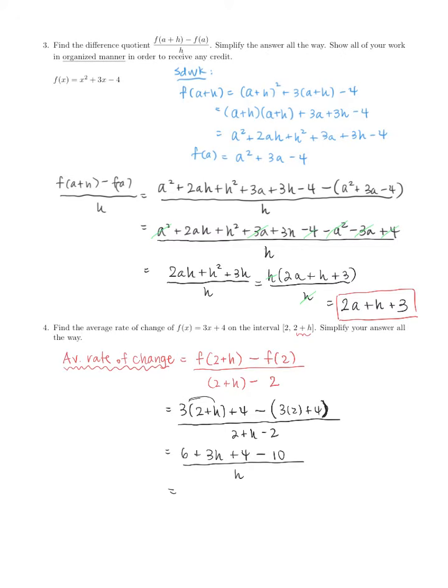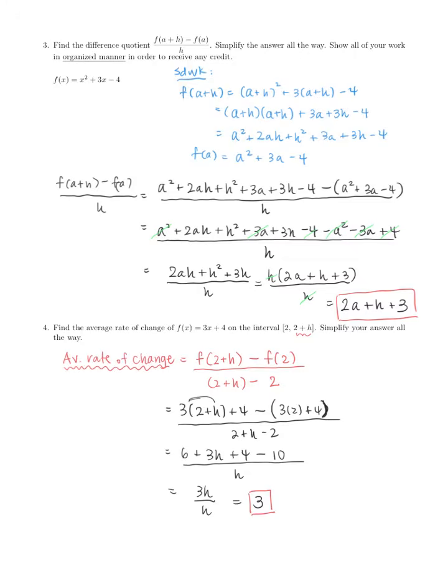What do we got? The constant term, we have 6 plus 4, that's 10. 10 minus 10, that's 0. So who's left over is what? 3h over h. And cancel the h's. So our answer is just going to be 3. And here we have it.